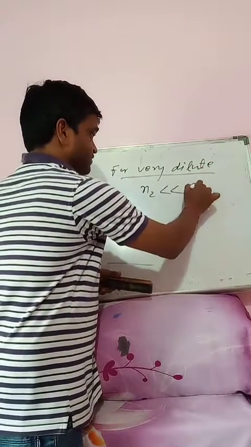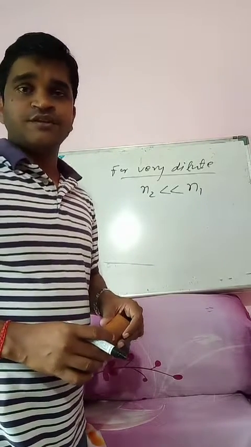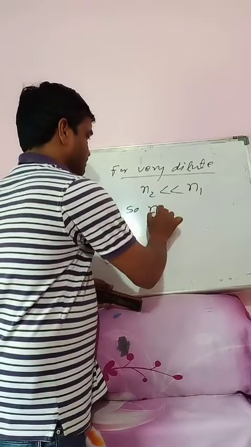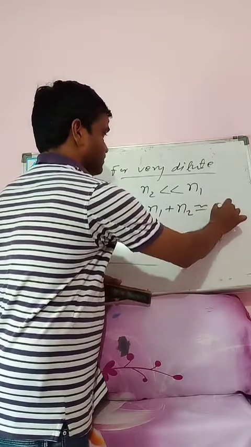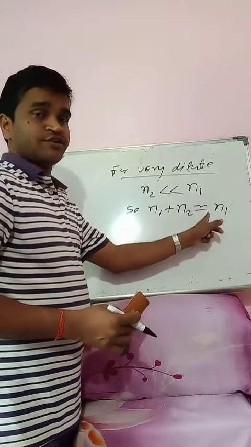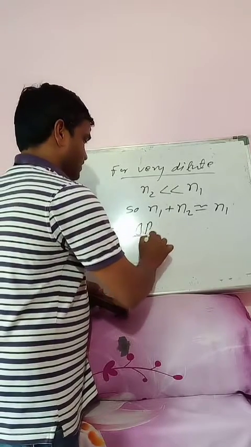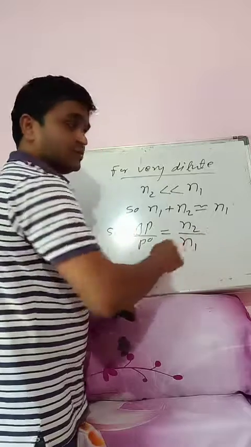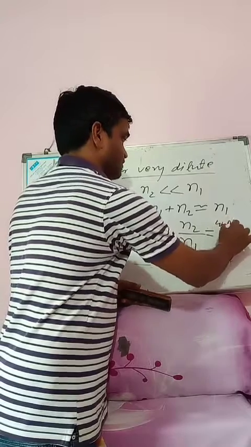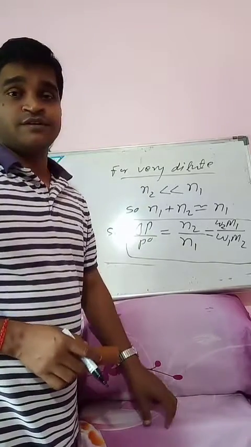And if you consider very dilute solution, N2 is very less as compared to N1. If you take very dilute solution, then the number of moles of solute is very less as compared to the number of moles of solvent. So N1 plus N2 is nearly equal to N1. A larger term and a very smaller term, the sum is nearly equal to the larger term. So delta P by P naught can be written as N2 by N1 plus N2, or N2 by N1, that is W2 M1 by W1 M2. So this expression can be used for very dilute solution.